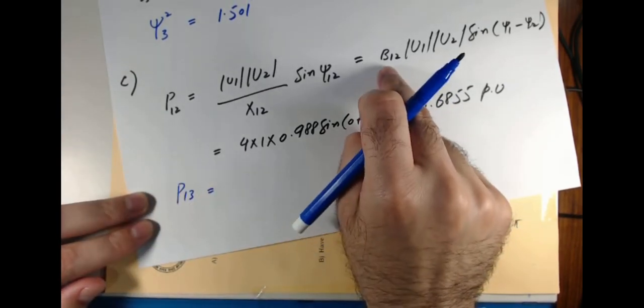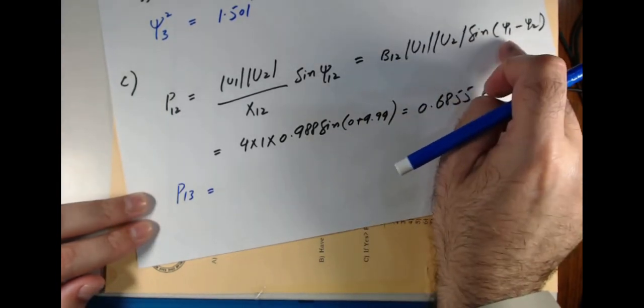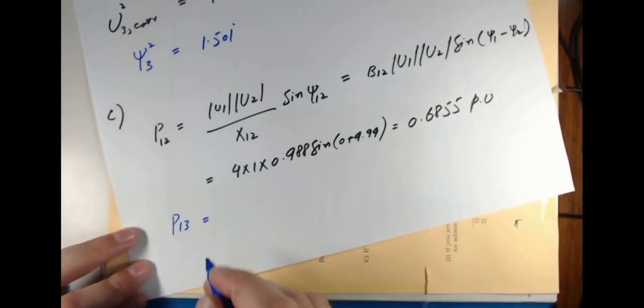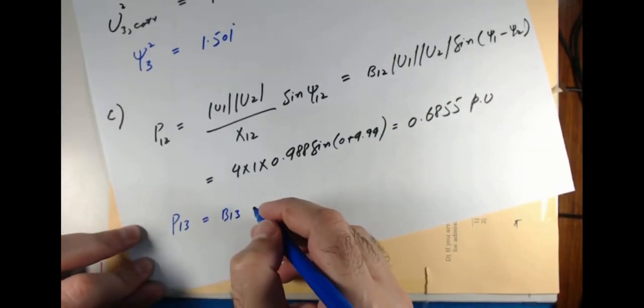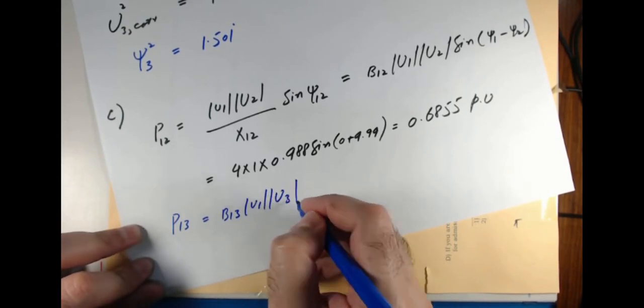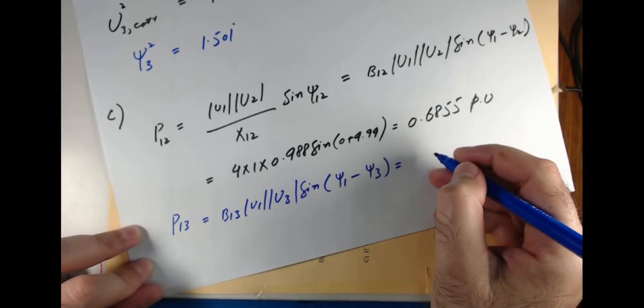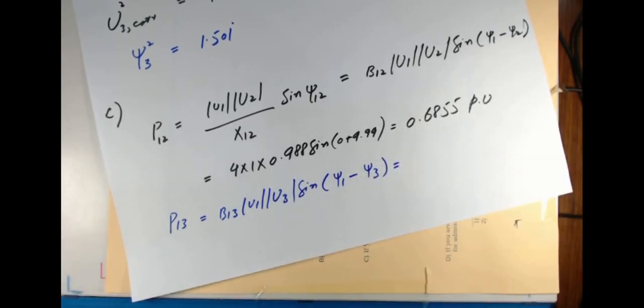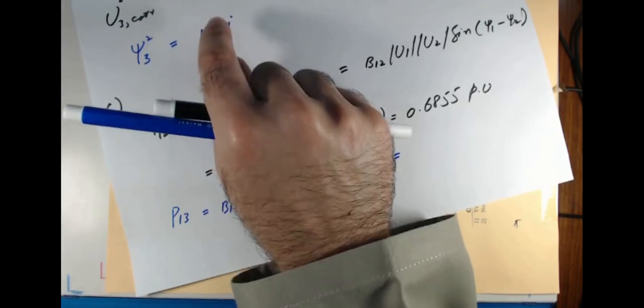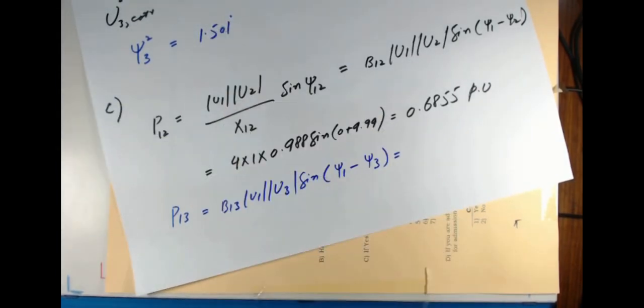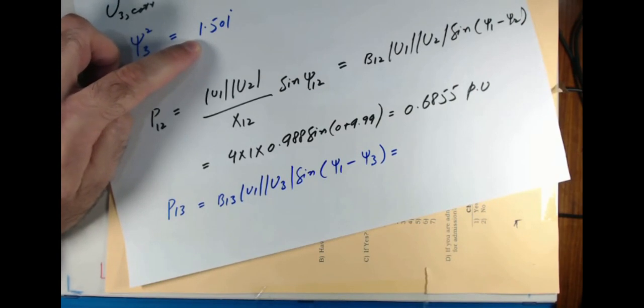In a similar way, we find P13. Now this will be B13 U1 U3 sine of psi 1 and psi 3. So putting all those values, B13 U1 magnitude U3 magnitude sine of psi 1 minus psi 3. If you look here now, the voltage at the voltage control bus, which we determined after the second iteration, was found to be with a magnitude of 1 and an angle of 1.501. So it means that now the angle at the voltage control bus is more than that of the slack bus.